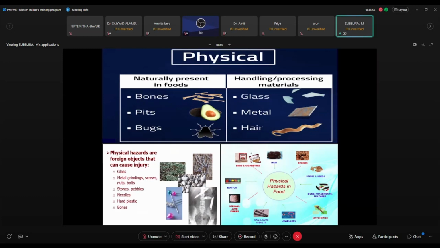Next we are going to the physical contaminants. Physical contamination is any physical material that is naturally present in the material, or sometimes introduced with handling or process: bones, pits and bugs, glass materials and metals, hair and beedi, cigarette and hair, stone, stems and seeds.